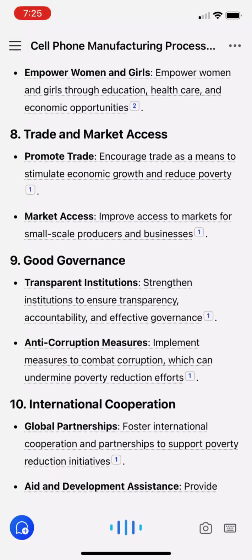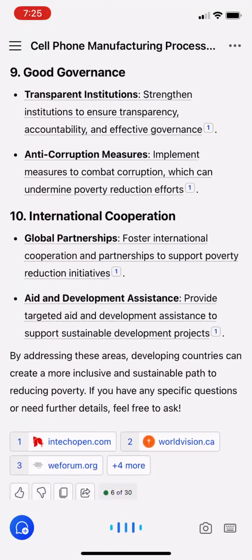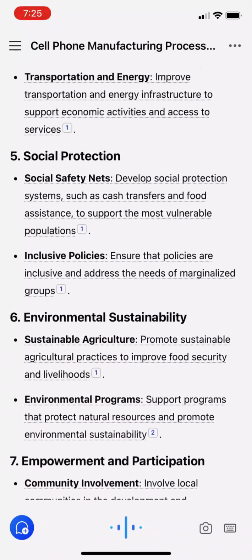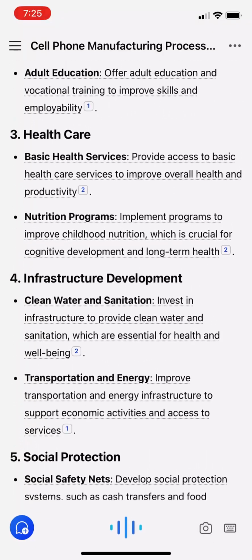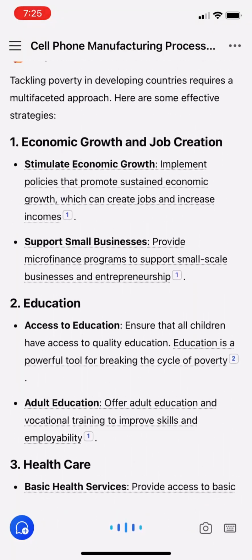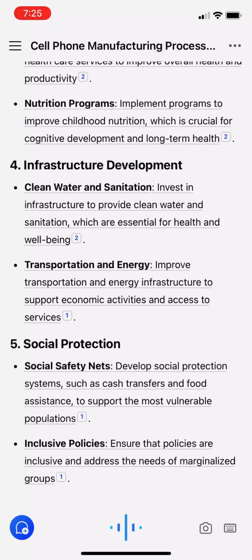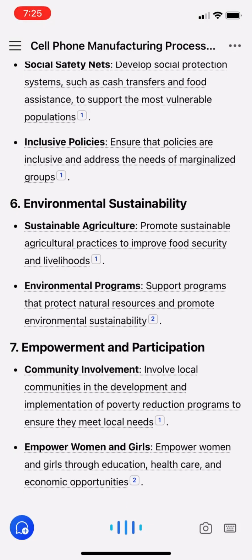2. Education. Access to education. Ensure that all children have access to quality education. Education is a powerful tool for breaking the cycle of poverty. Adult education. Offer adult education and vocational training to improve skills and employability. 3. Healthcare.